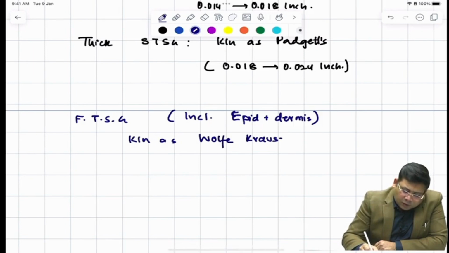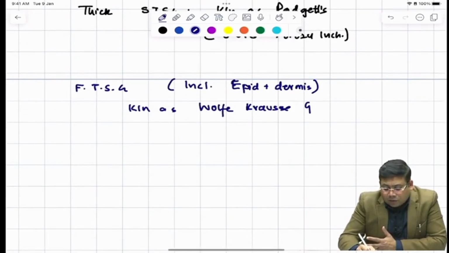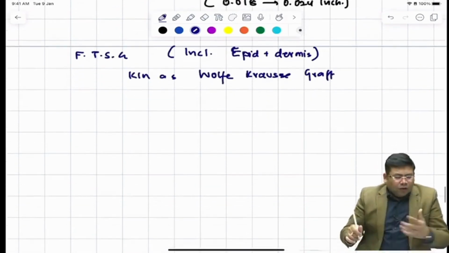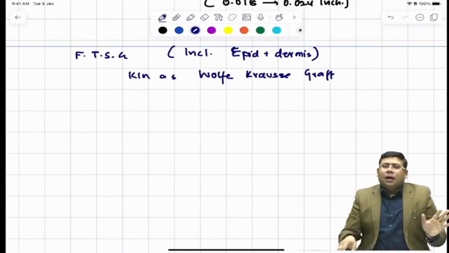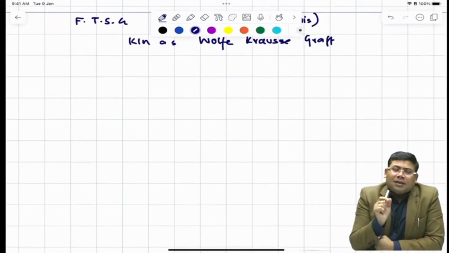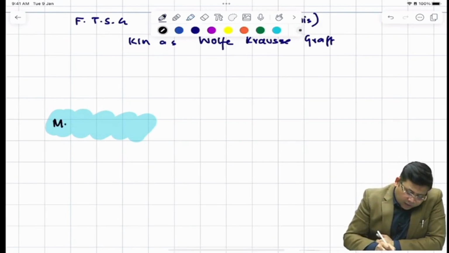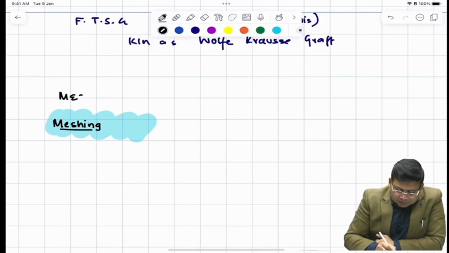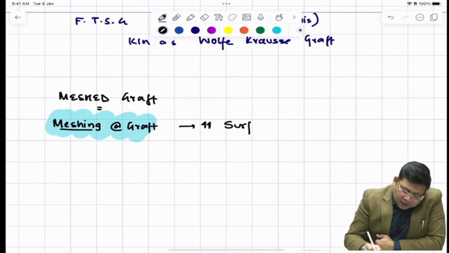Apart from this, you need to understand, since I have written the word mesh, what is the concept of the meshing? The skin has an elastic strain, and I can stretch it up to a limit only. So what if I make the meshes or the holes in the graft and reduce its elastic strain? What do you mean by meshing of the graft? There is something known as meshed graft. Meshing of the graft is done so that there is an increase in the surface area, point number 1.